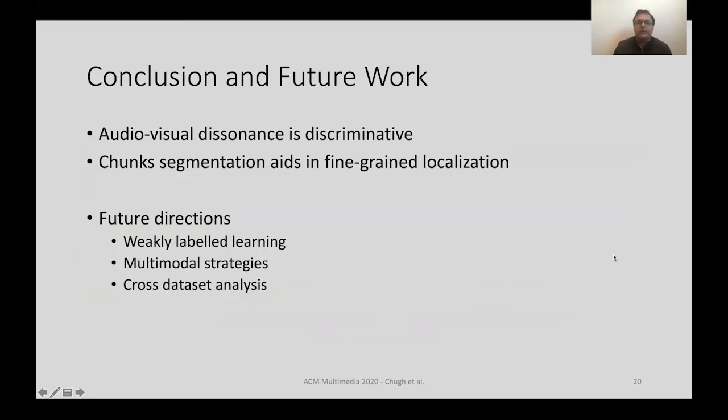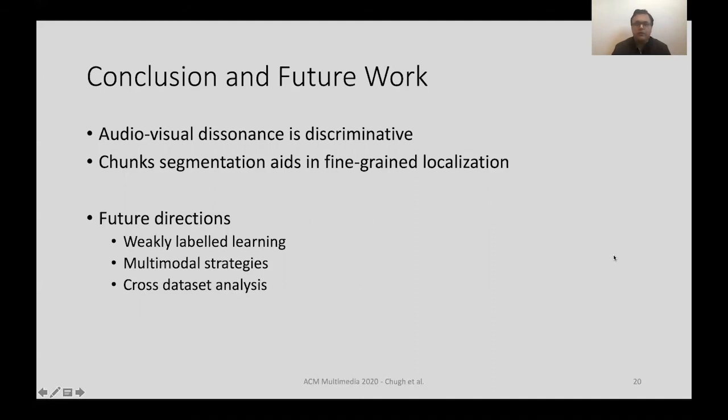So in conclusion, we find that the audiovisual dissonance is quite discriminative. And also when we divide our sample into smaller segments, that leads to finer grained results, which can be used for the task of localization. As part of the future direction, we will be exploring weakly labeled paradigms, essentially how we can exploit multiple instance learning based frameworks so that we can do localization in time as well.